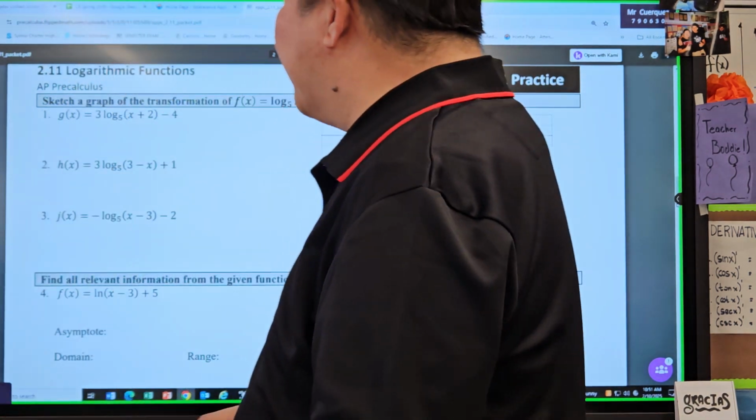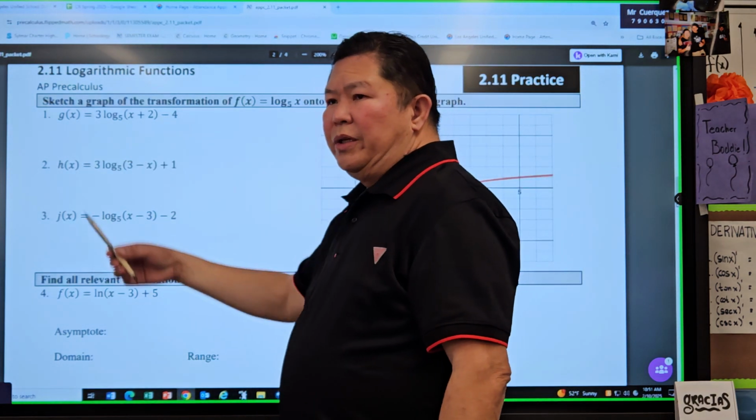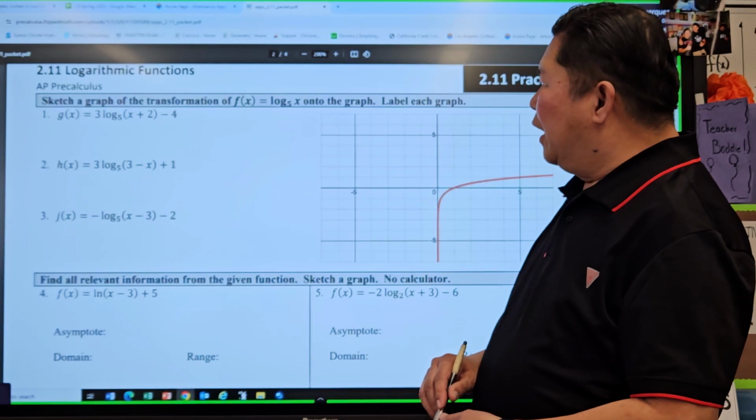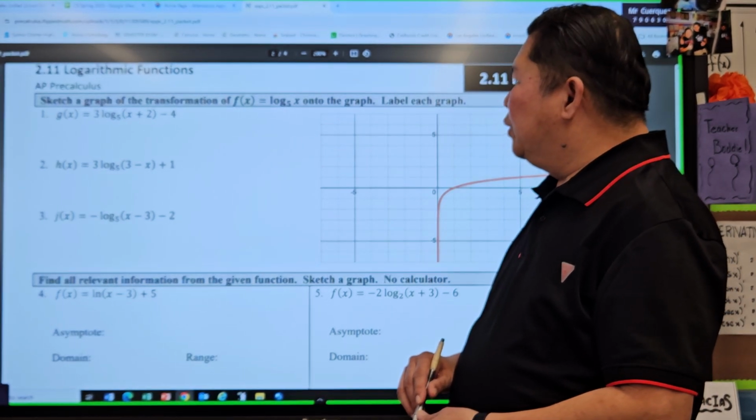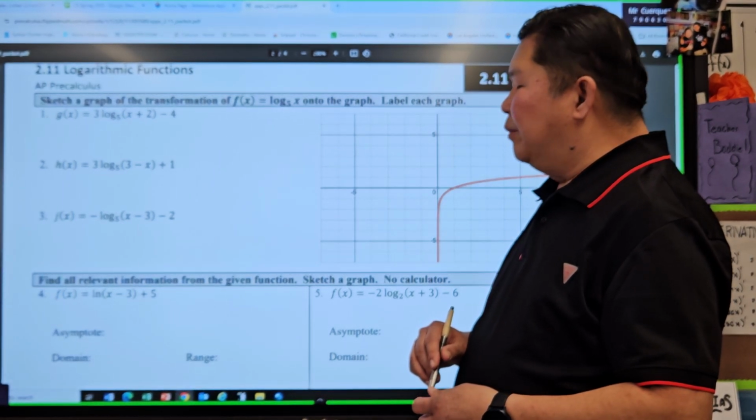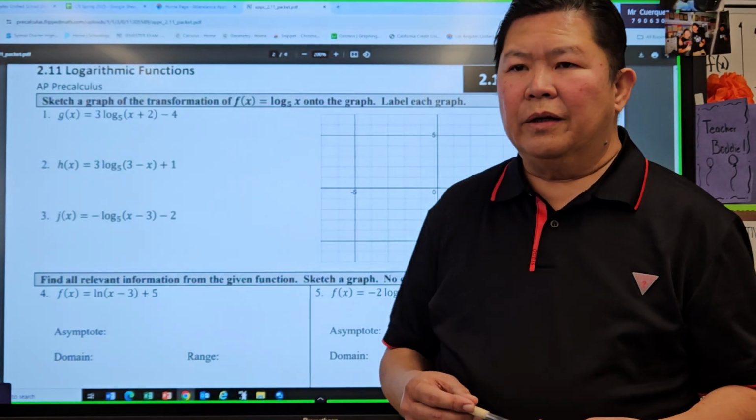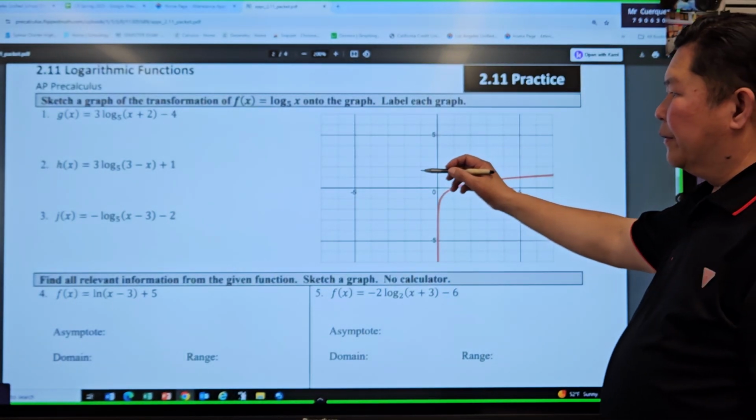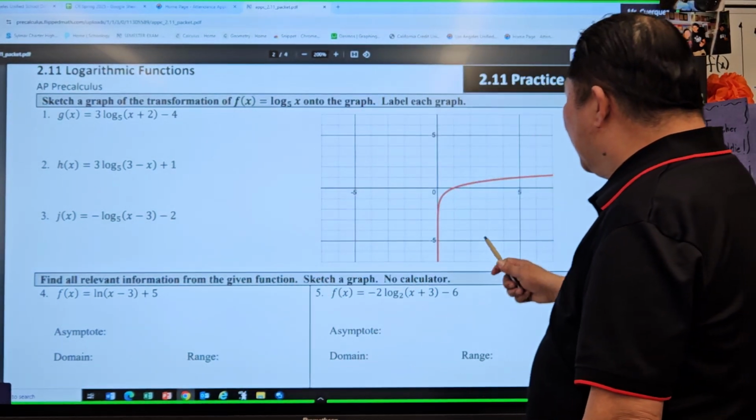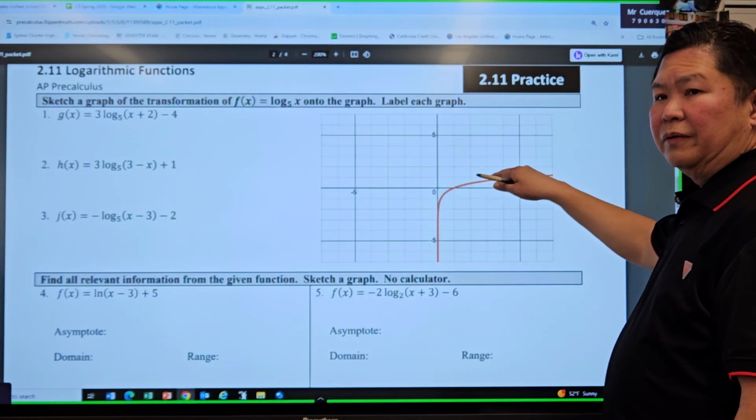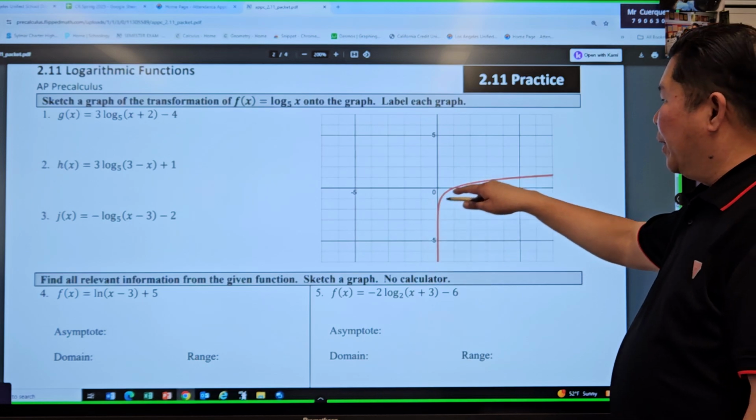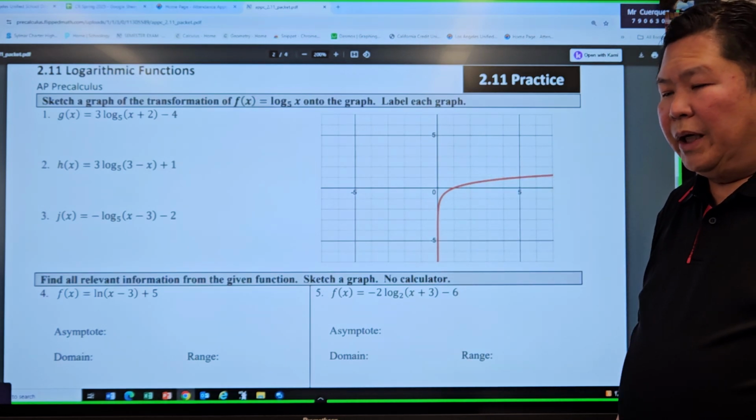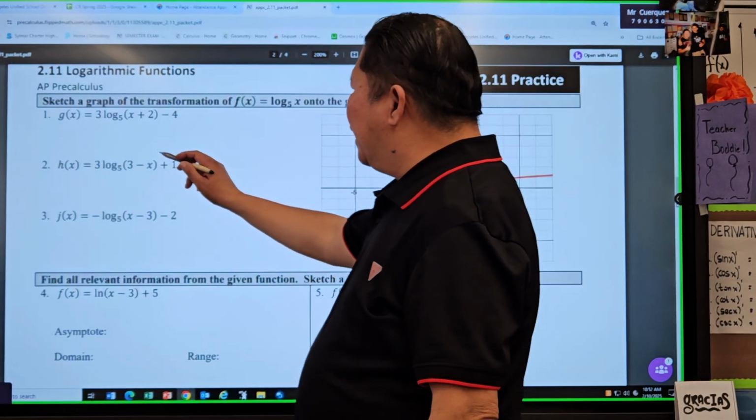So can you graph first the g function of x is equal to 3 log of x plus 2 to the base 5 minus 4, because your next concern is to graph these 3 problems right here. So this is the parent graph of the logarithm. Okay, parent graph. But our concern is to identify each of this.